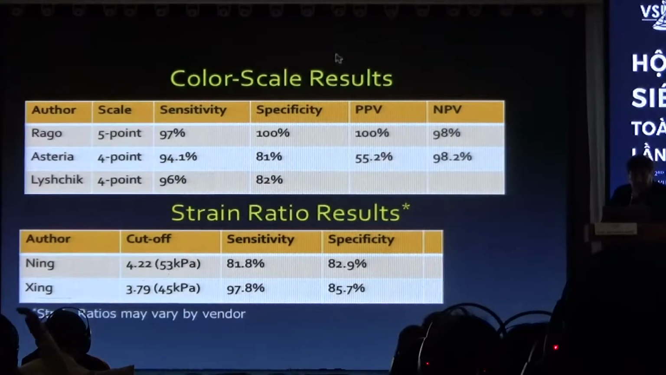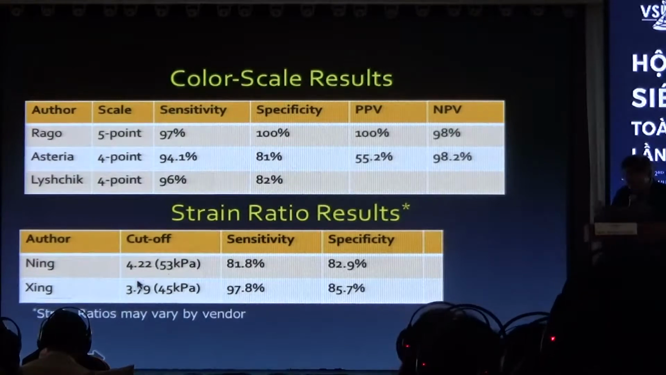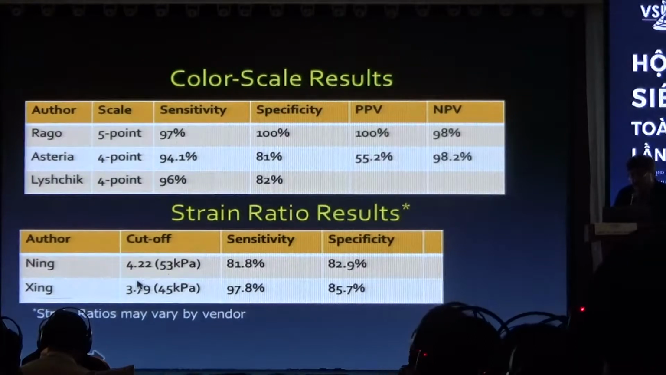If we look at the strain ratio, you can see that there's a difference between different studies. And the cutoff value is somewhere around 4. So if the lesion is 4 times stiffer than a normal thyroid, it's probably malignant. If it's less, it's not.